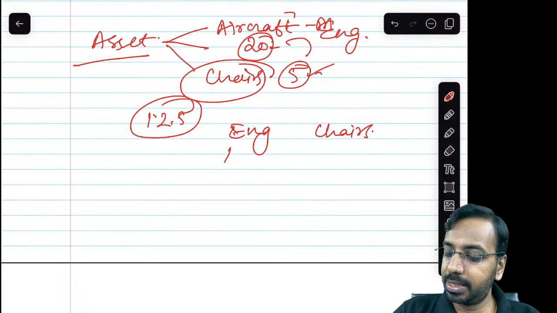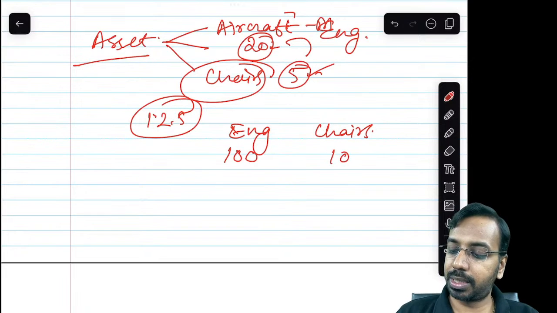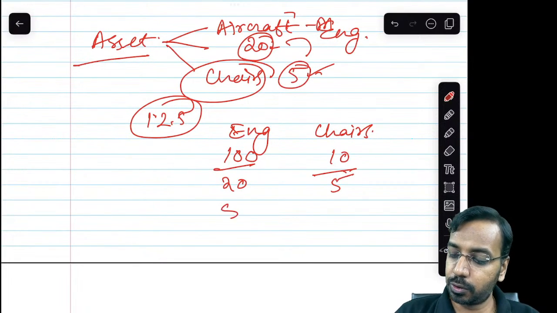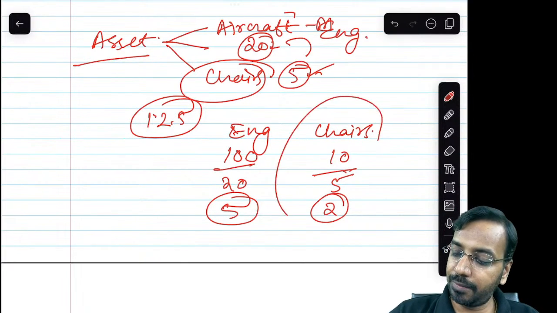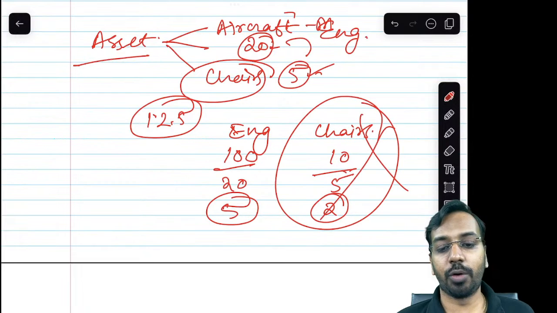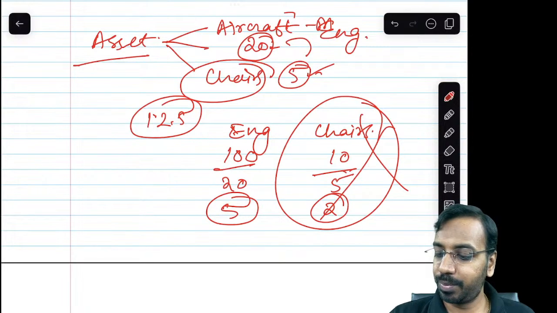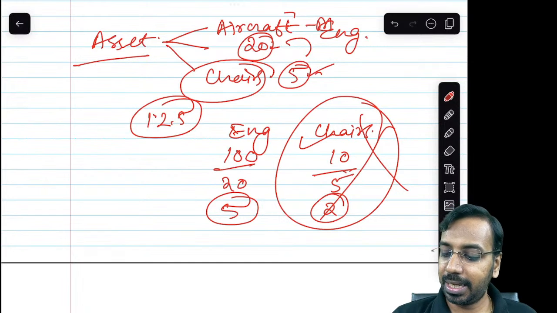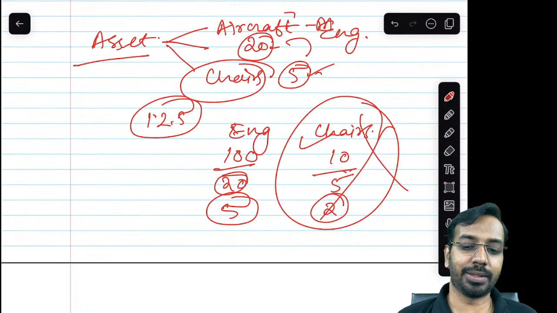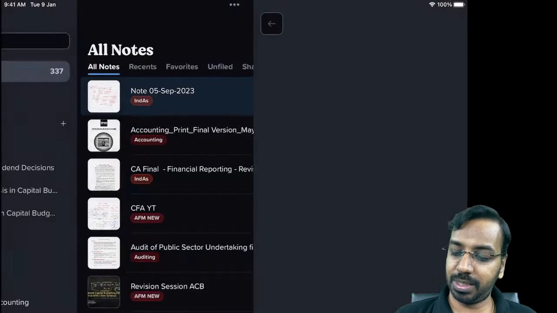So, engine is, let us say, worth 100, chairs are worth 10. This you depreciate over 20, this you depreciate over 5. So, engine will be depreciated 5, this will be depreciated 2 per year. 5 years, chairs will become 0. Then what do we do? When the new chairs are brought in, existing chairs will be de-recognized and new chairs will be capitalized. Engine will be continued for 20 years. This is called component depreciation.